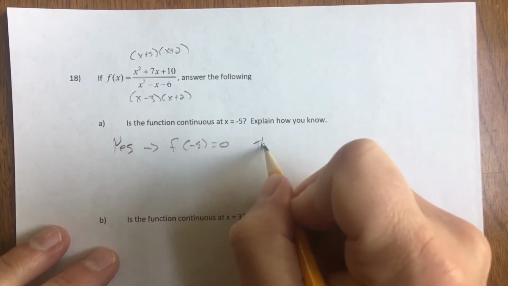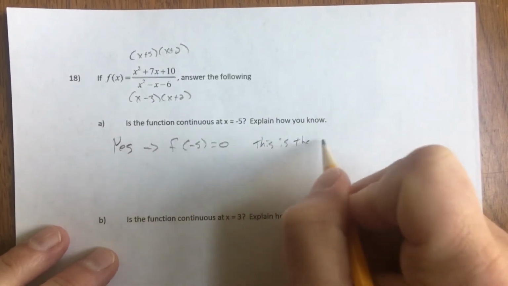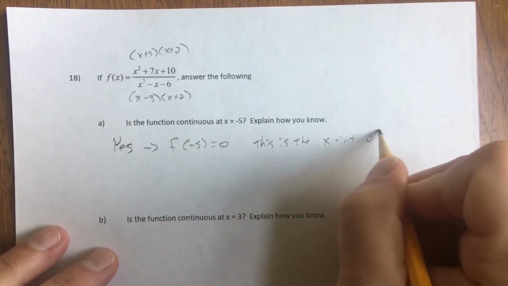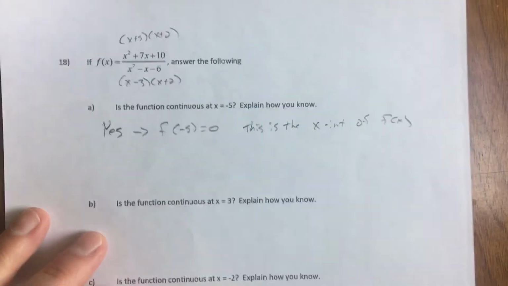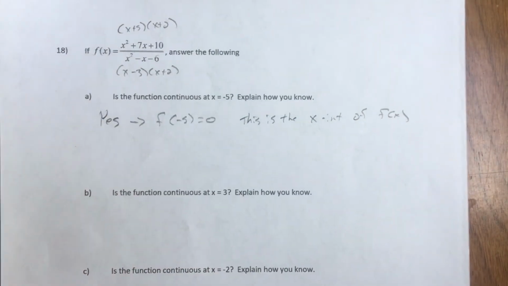How do I know it's an x-intercept? This is the x-intercept of f of x, or something like that. Okay, doesn't create a problem. Doesn't make the denominator equal to 0.